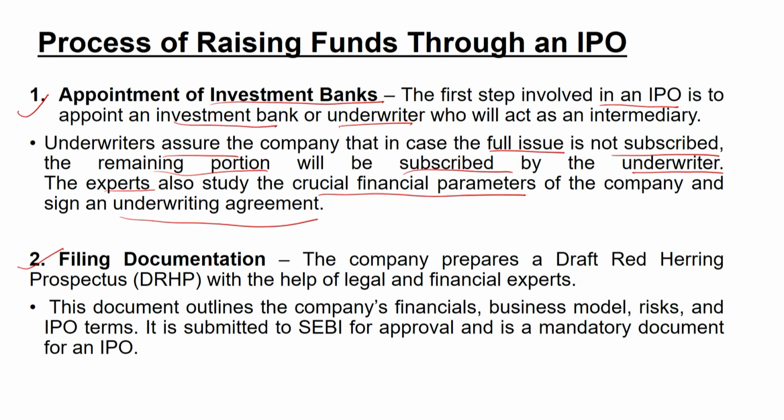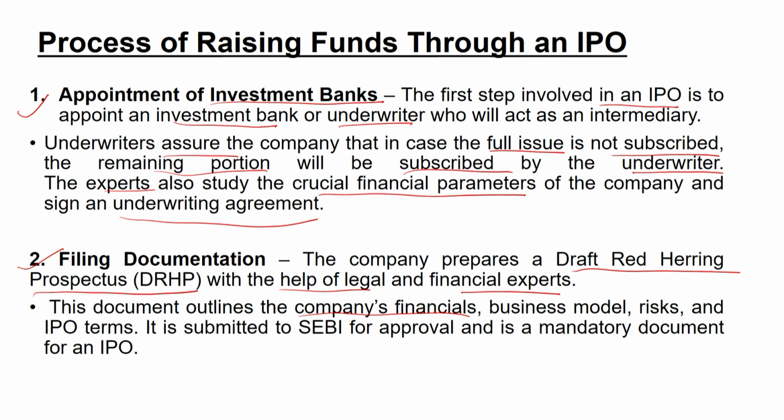The company also needs to file multiple kinds of documents, and they also need to fulfill various criteria. First, the company needs to prepare a red herring prospectus. The draft of the red herring prospectus is submitted with the registrar of the company, and it is prepared with the help of legal and financial experts. Basically, the red herring prospectus is a document that outlines the company's financial performance, financial plans and policies, their business model, the risks and various terms and conditions of the initial public offering.